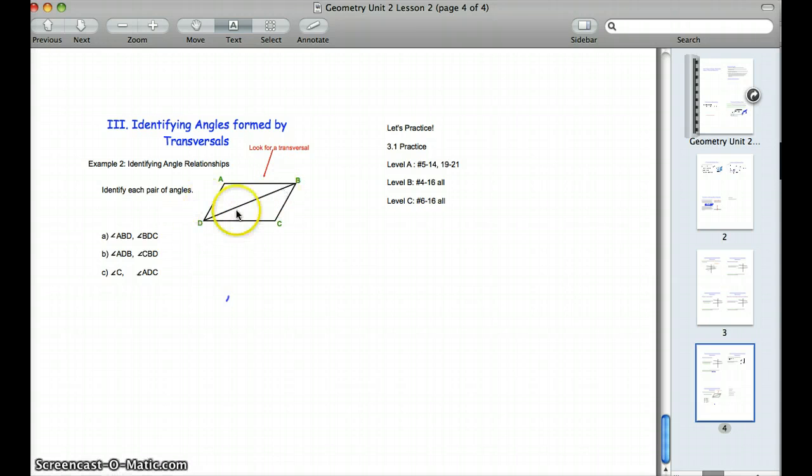And angle BDC, so we've got this part here. If this is your transversal, then these two are going to be alternate interior angles. Okay?